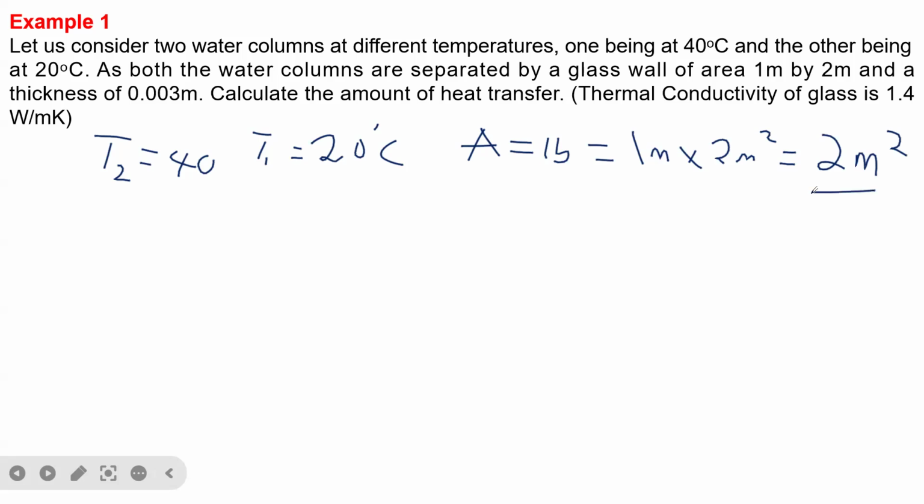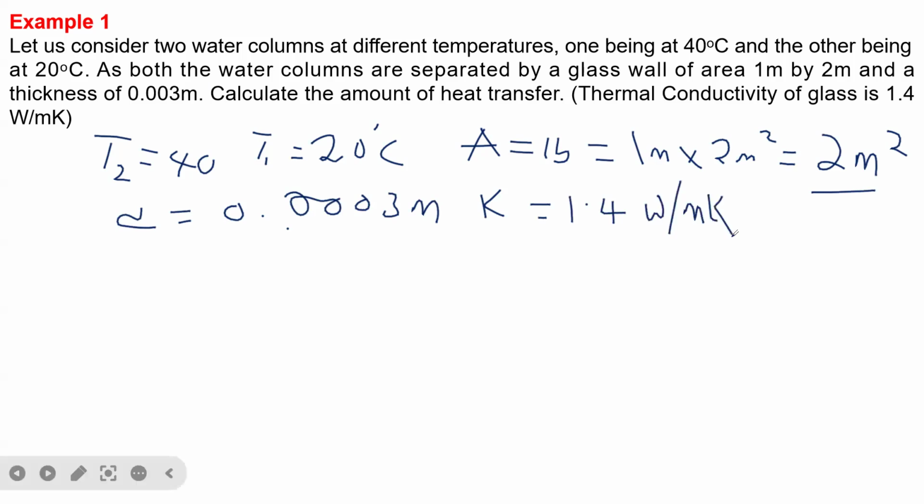Then the thickness, which is the distance, is 0.003 meter. And the thermal conductivity, which is K, is 1.4 watt per meter per Kelvin. So since we have this, the only thing that we are now going to calculate, as the question says, is the amount of heat transfer. So Q is our unknown.